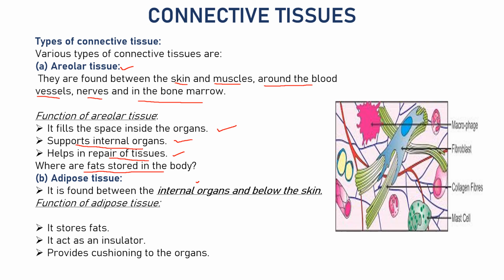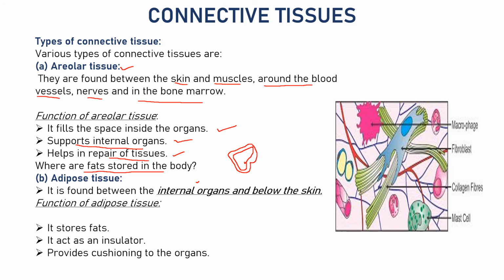If there is a fat deposition around the liver, this is a very bad sign, right? It is not good for your liver. So fats are found between the internal organs and below the skin. Below the skin you can feel the fats, and you can see the tummy.